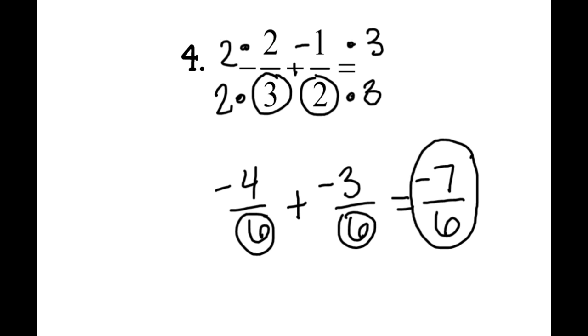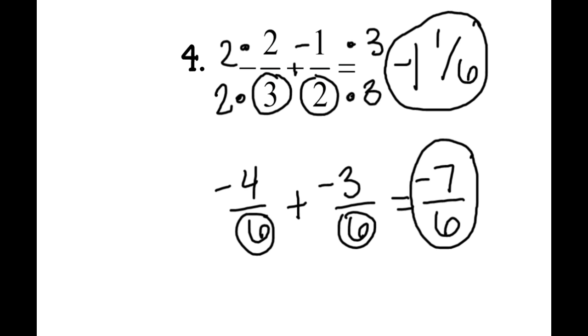However, some of you like to say 6 goes into 7 how many times? 1 time, with how many left over? That would be 1 left over. 6 is my denominator. It's a negative 1 and 1/6. I don't care which way you say it, as long as you have the right answer in improper or mixed number form.